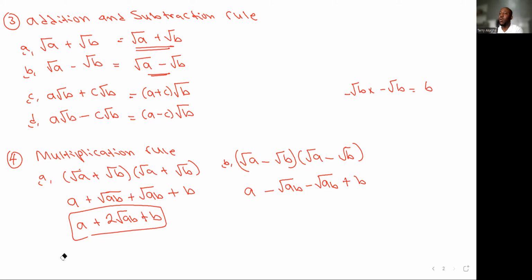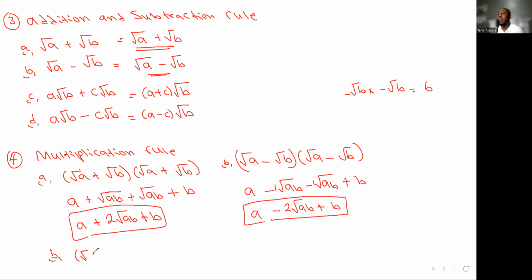Then as usual, you add the numbers outside. There's a minus 1 here and a minus 1 here, so minus 1 minus 1 is going to give you minus 2 root AB plus B. And that will be the answer for that. Then maybe I can throw in one more. If they are different, it's going to be the same thing.